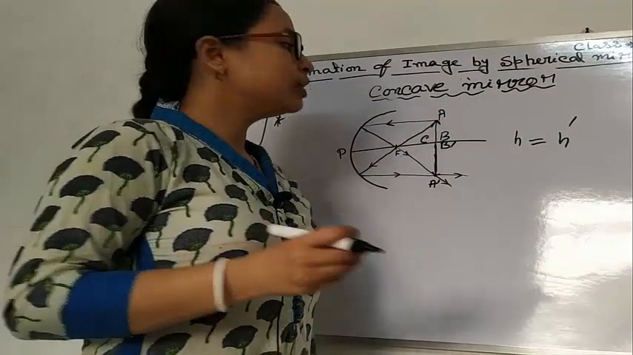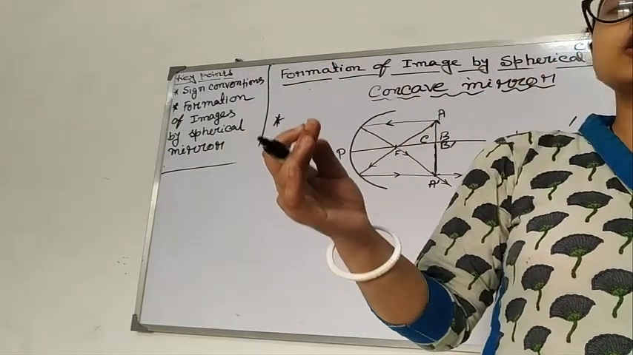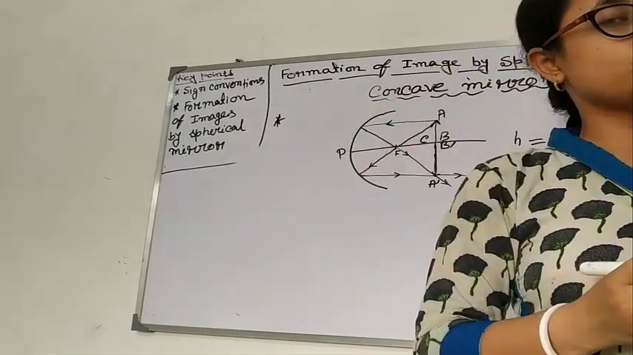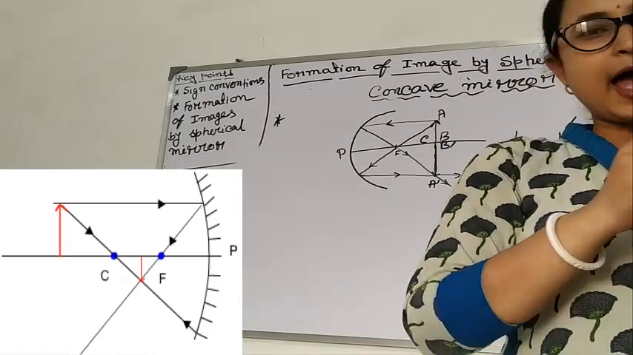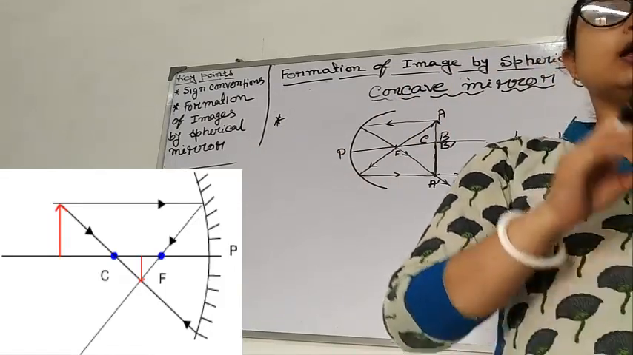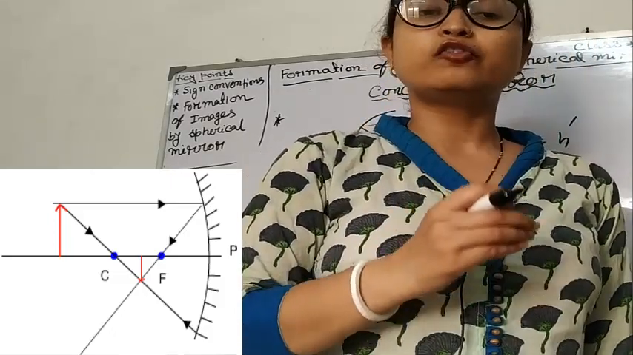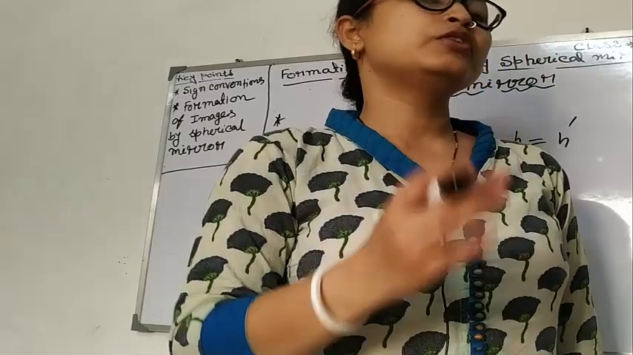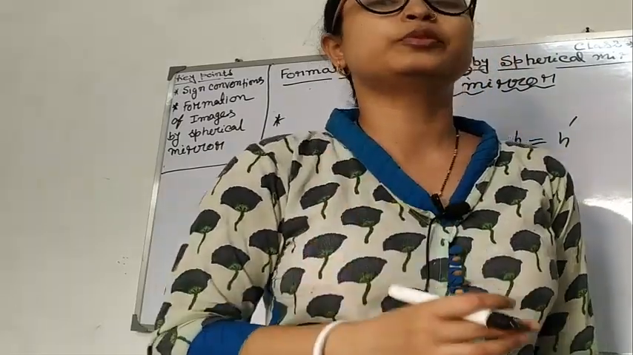And then we have learned, if the object is placed beyond the center of curvature, then the position of the image will be in between the principal focus and the center of curvature. And what is the nature of the image? The image will be real, inverted, and diminished. Diminished means the size of the image is smaller than the size of the object.